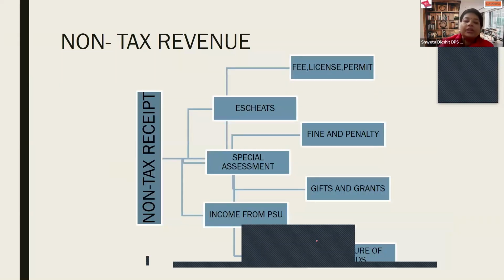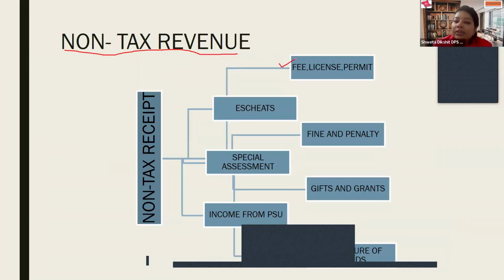Now comes the non-tax revenues. Children, you need to learn each and every word out of it. You definitely need to learn. They can be the one markers and they can also be the long answers. So that question is asked like, what are the different non-tax revenues of the government? The first is fee, license, and permit.